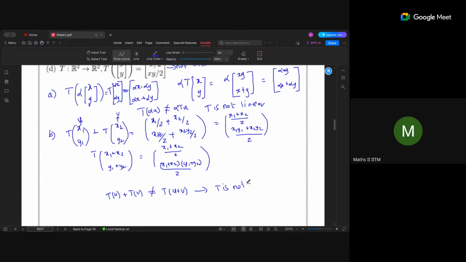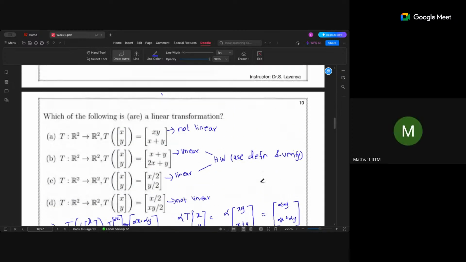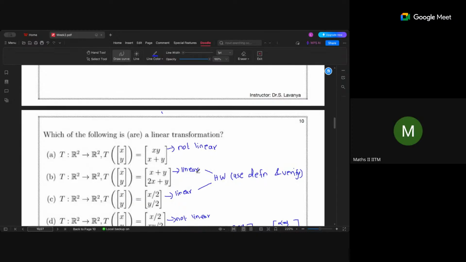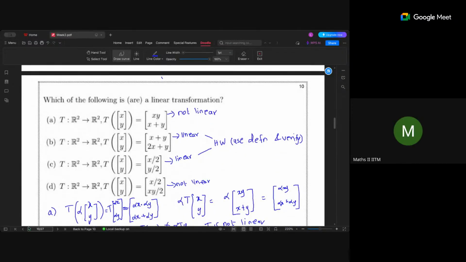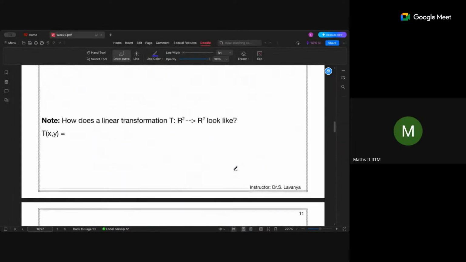Clear? Yes, ma'am. So how to check linearity? Is it clear for everyone? This one I have given as homework. Is that fine for everyone? You will be able to verify the two conditions, right? Okay. So those who are confident, very good. Those who are not confident, just give it a try and see whether you are able to do it or not. Okay, fine.